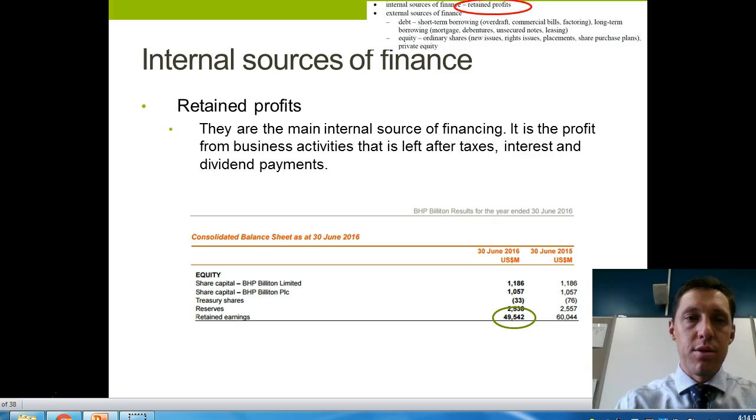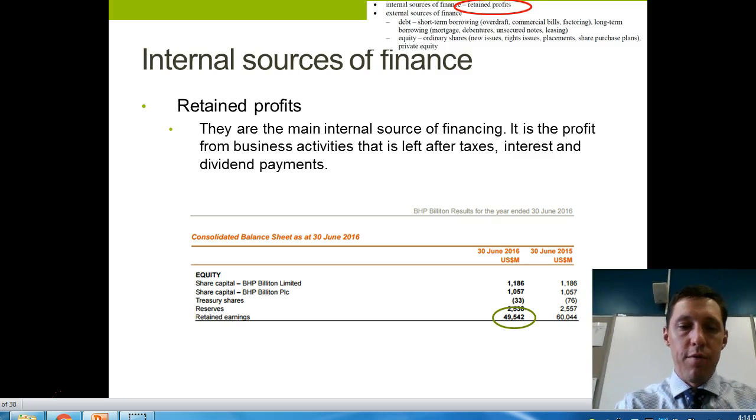You can see on the screen there that I've got an example of BHP's retained earnings. As at 30 June 2016, in US dollar terms, their retained earnings are nearly $50 billion, okay, 49.542 million, down from about $60 billion in 2015. So they've spent about $10 billion of their retained earnings from 30 June 2015 to 30 June 2016. So that's the major internal source of finance.